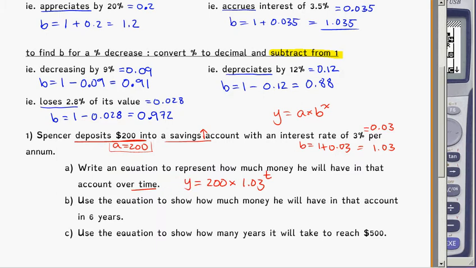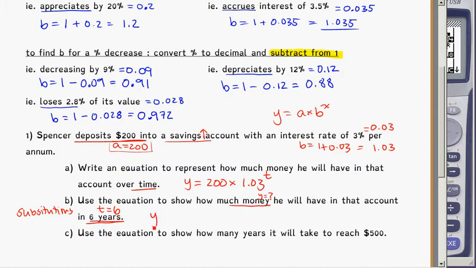Use the equation to show how much money you will have in that account in 6 years' time. So, using that equation, 6 years' time, is that going to be y or is that going to be t? Looking for the information they've given me, here I know that t is equal to 6, and I'm looking for how much money. So that's my y equals. I don't know what y equals. So by using the equation, what they want is substitution, like we did with the parabolas. So substitution, I'm going to replace t with 6.